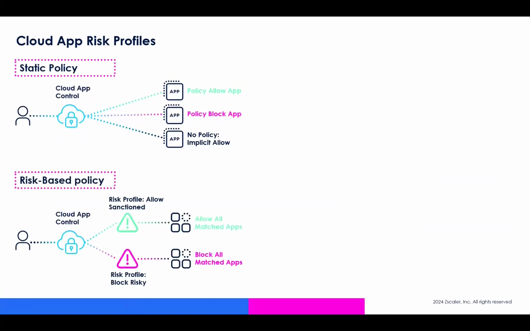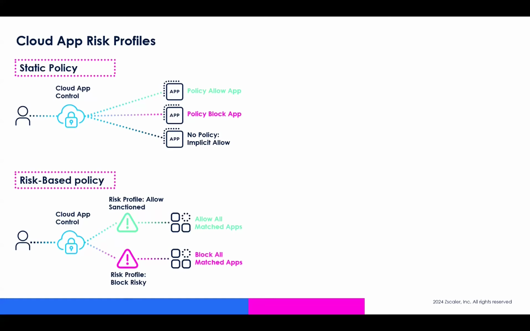There are two types of cloud application policies. One is a static policy, where you build a policy for each cloud application, defining which applications are allowed, which applications are blocked, and specific behaviors for specific applications that are allowed or blocked. If no policy is configured for an application or application behavior, then by default, that application or behavior are implicitly allowed. The other type of cloud application policy you can build is a risk-based policy.